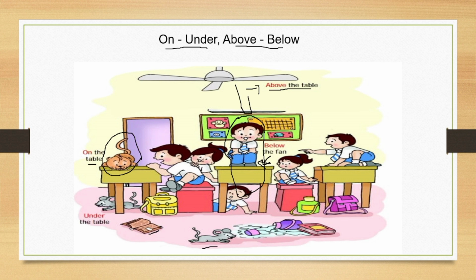Where is this mouse? The mouse is under the table. So, the cat is on the table and the mouse is under the table. Here, the fan is above the table and the child is below the fan.